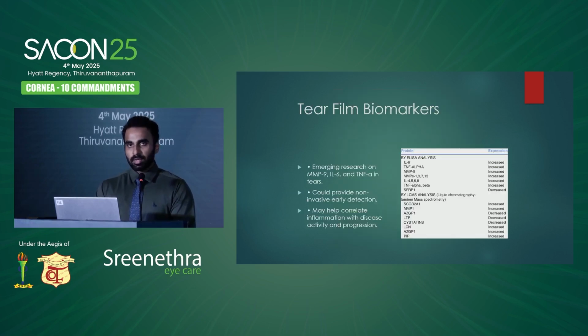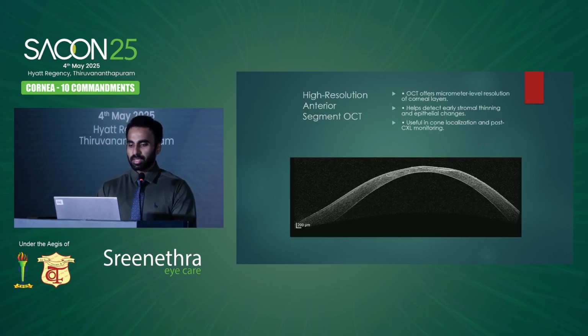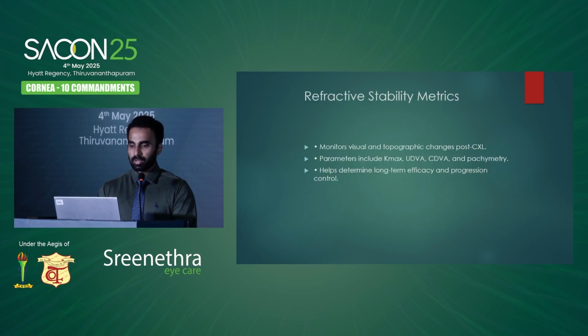Another thing that is now coming up are tear film biomarkers. These are inflammatory markers that are usually elevated during keratoconus, such as MMP9, interleukin 6, and TNF alpha. All of this could provide non-invasive early detection, but this is not FDA approved, or it's not really common practice yet. If you have access to a high resolution OCT, this can also capture very high definition images. It can also help you locate stromal thinning. And it will also give you epithelial thickness maps to locate the apex of the cone and look for any epithelial thinning that could be occurring, indicative of keratoconus.